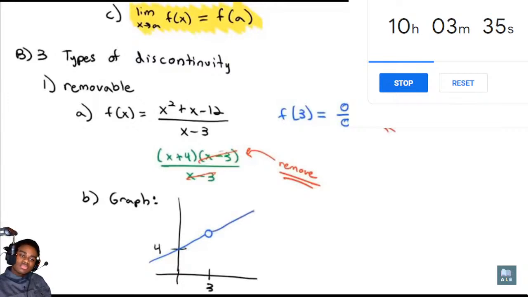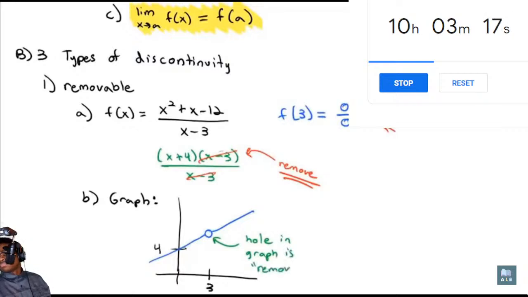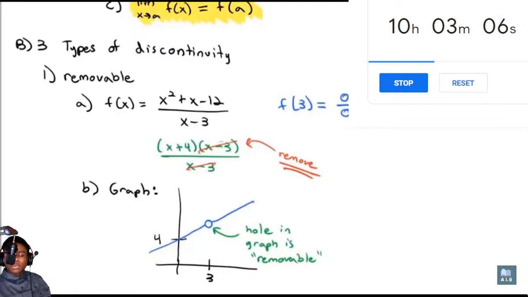We can't graph this without lifting our pencil, because we have to lift our pencil at the hole in the graph. So we could say that the hole in the graph is removable. It is a removable discontinuity. Of course, the first type of discontinuity.